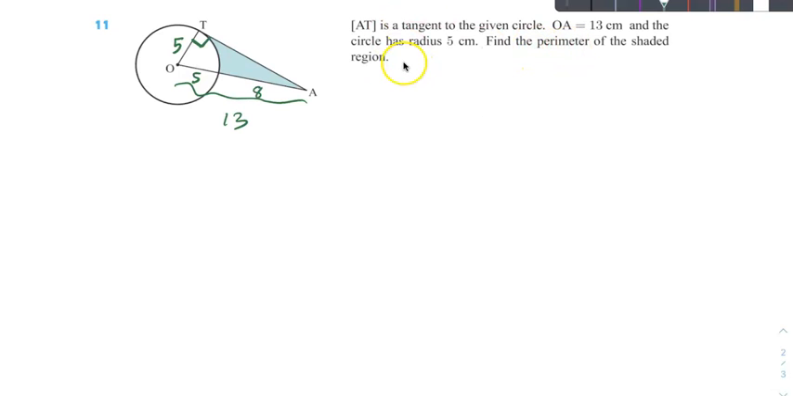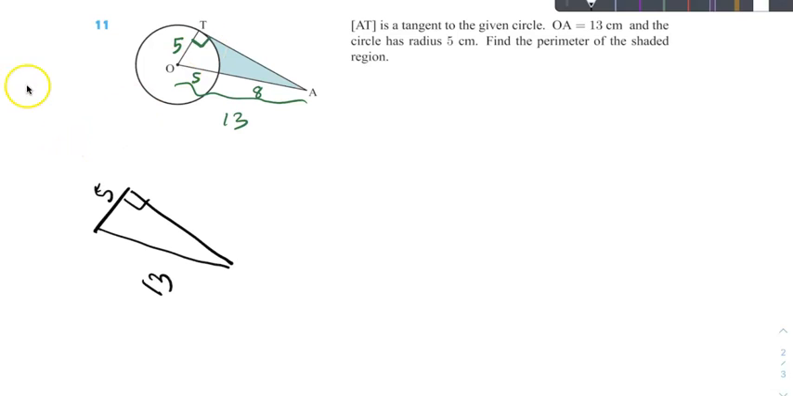Find the perimeter of the shaded region. So I want the perimeter of the shaded region. Okay, so I need to find out, let's first find out this side here. Well, lucky for us, it's a right triangle. So it's kind of like this. This is 5, and this is 13.